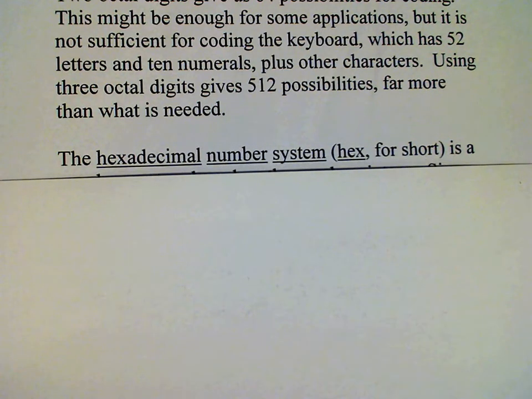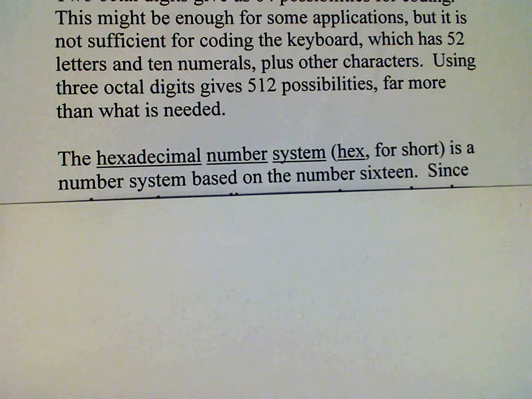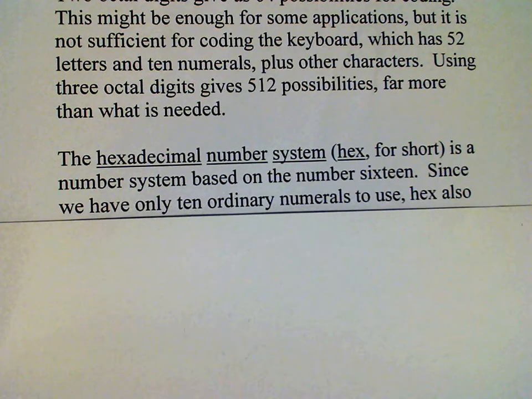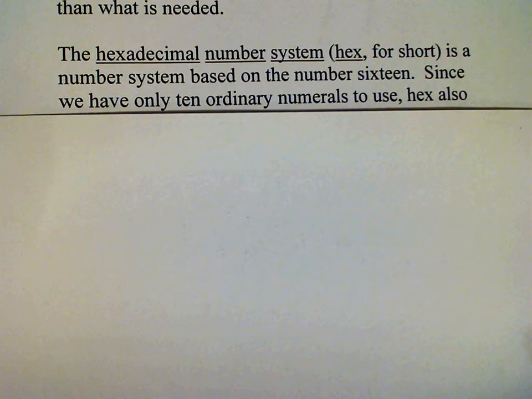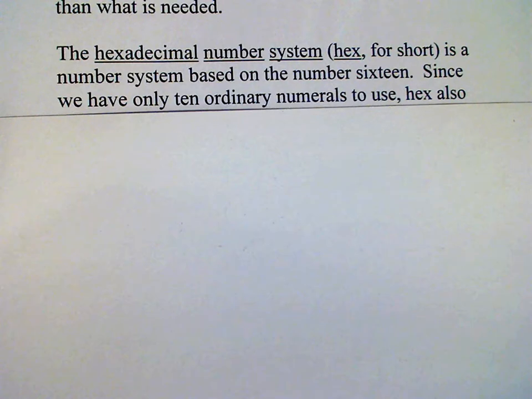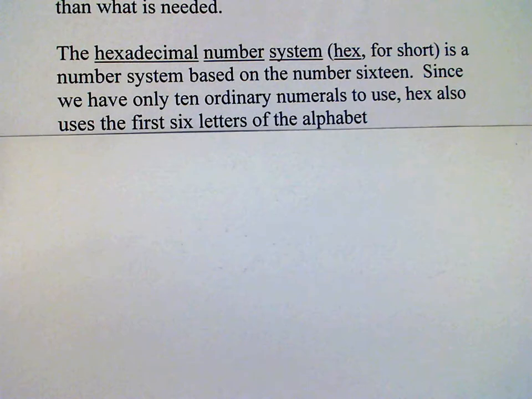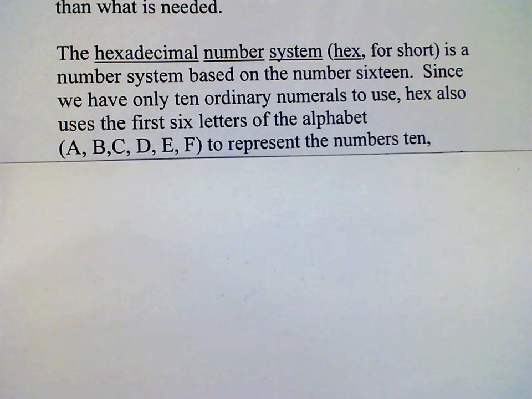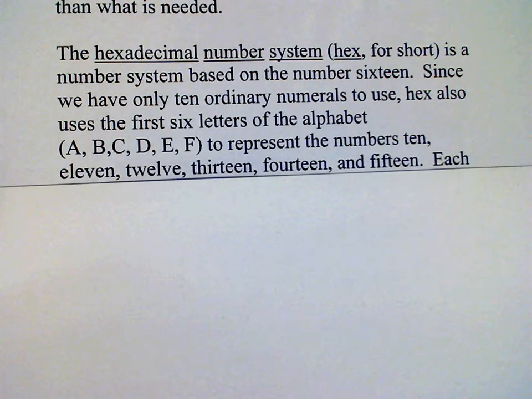So let's consider the hexadecimal system. Hexadecimal, or hex for short, is a number system based on the number 16. And so we're going to need 16 numerals. Well, we only have 10 ordinary numerals, and so therefore in hex we're going to need some additional numerals. In fact, 6 additional numerals. And what is commonly done is just to use the first 6 letters of the alphabet, A, B, C, D, E, F, to represent the numbers 10, 11, 12, 13, 14, and 15.